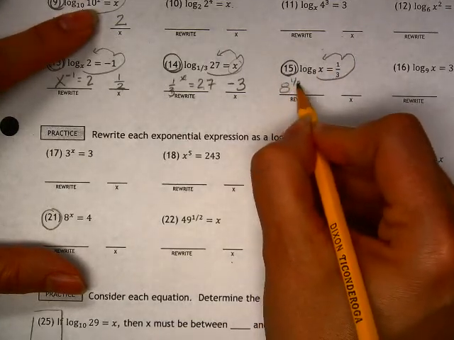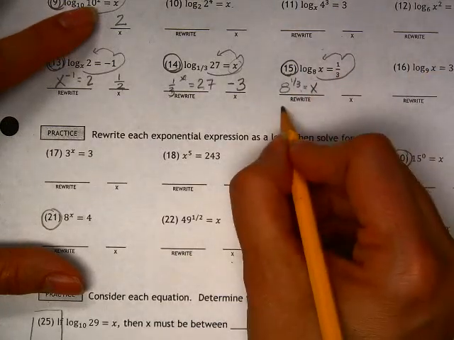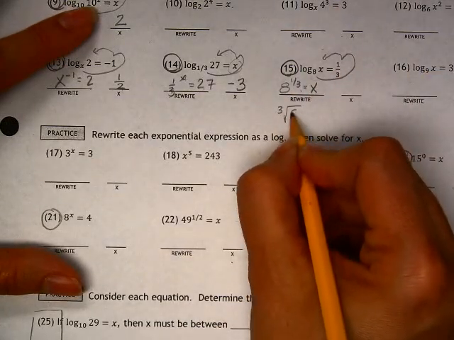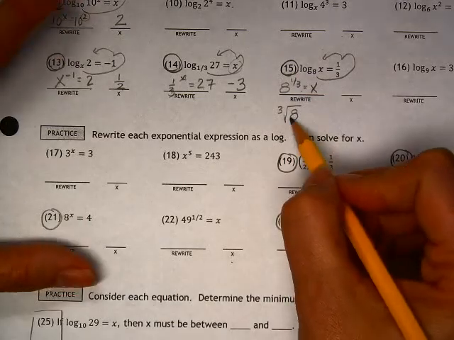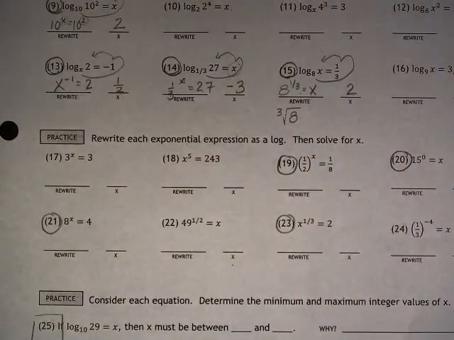8 to the 1/3 is equal to x. That means, if you recall, the cube root of 8. So what times itself 3 times is 8? The answer, my friends, is 2.